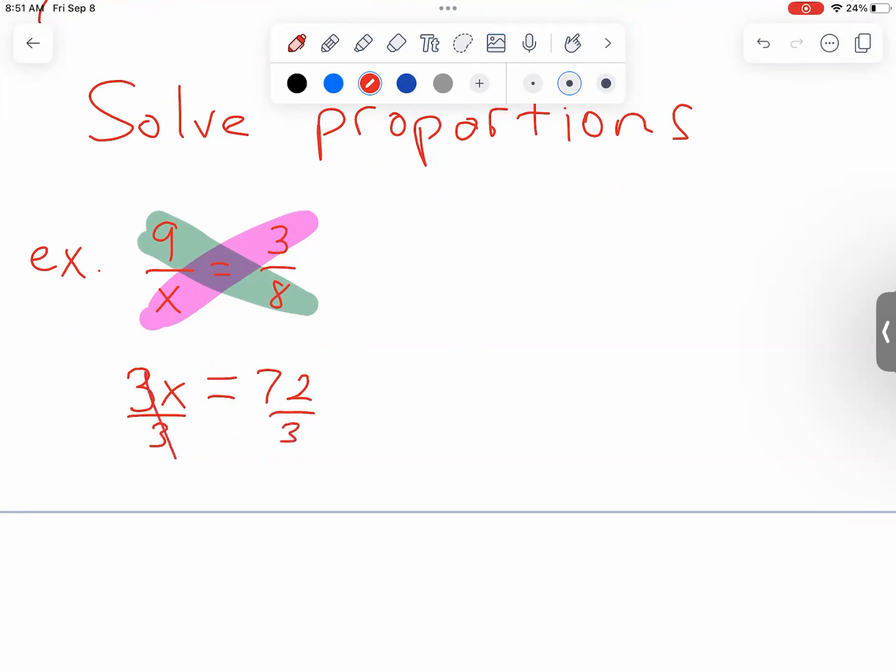Divide by 3, those cancel. So we get x equals. Well, let's see. I know that 3 goes into 60 20 times. And 72 is like 60 and 12. So 3 goes into 12 4 times. So if I divide those, I get x equals 24. And you guys can use your calculators, of course.